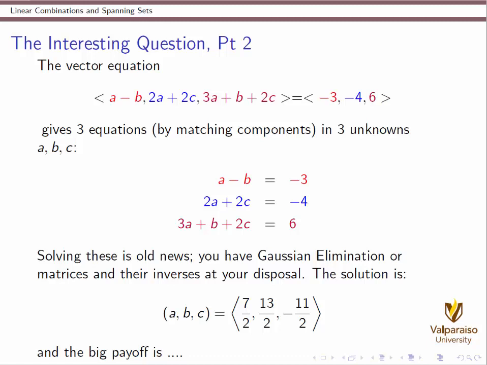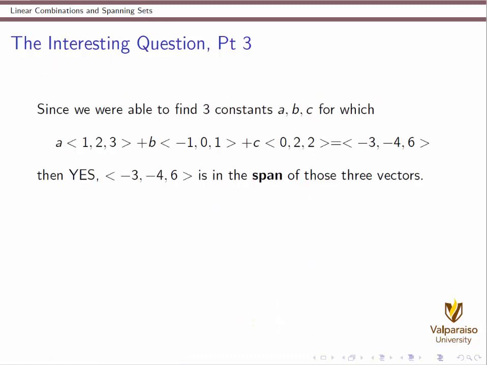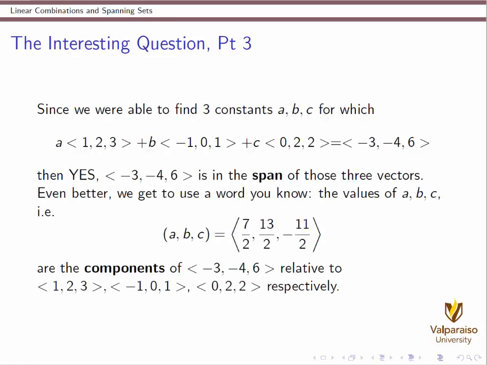And so since we were able to find constants A, B, and C by which we could write -3, -4, 6 as a linear combination of those other 3 vectors, then the vector is indeed in the span of those vectors. There's bonus information even.